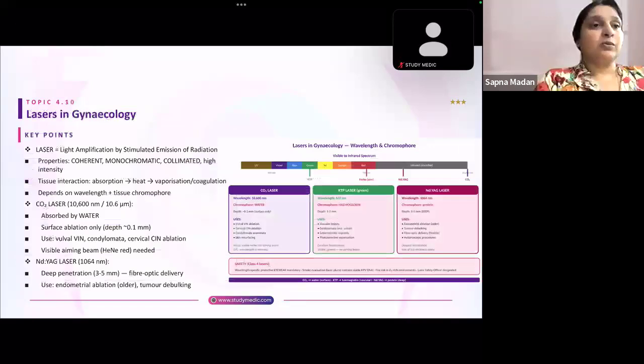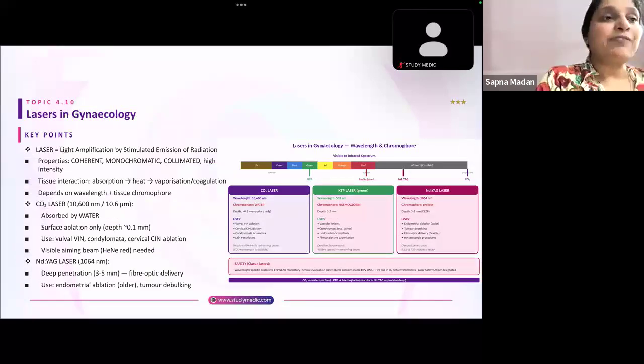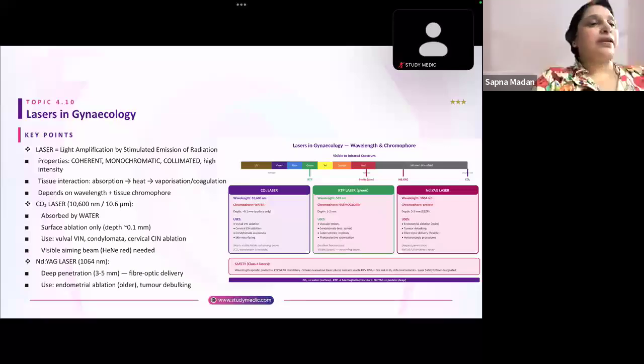About lasers, which are very frequently used in practice nowadays. So what does it stand for? Light amplification by stimulated emission of radiation. And these are monochromatic, coherent, high intensity waves. Once they reach the tissue, they can be absorbed, and then they produce heat, vaporization and coagulation. Okay, and it depends upon the wavelength and the tissue chromophore. Chromophore is which tissue is absorbing which laser color.